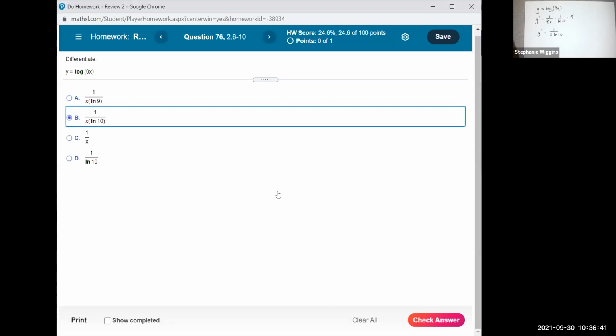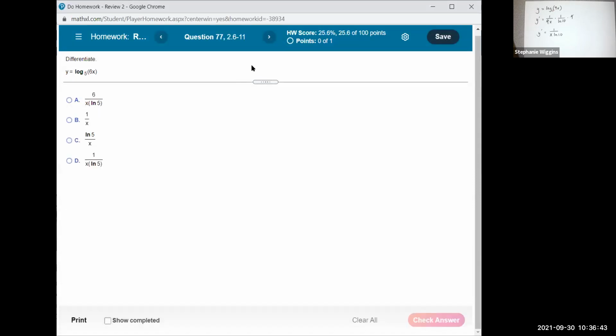All right, so these are really simple problems. Here you can see, take the reciprocal, so that means 6x is going to be in the denominator. Then you're going to multiply by 1 over the natural log of 5. So it's down to A or D, because remember that natural log of 5 is going to be in the denominator. And then you'd multiply by the derivative of what's inside. In this case, it would be 6. So A is your correct choice.